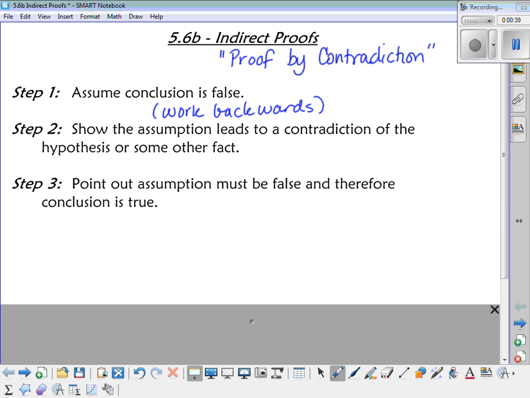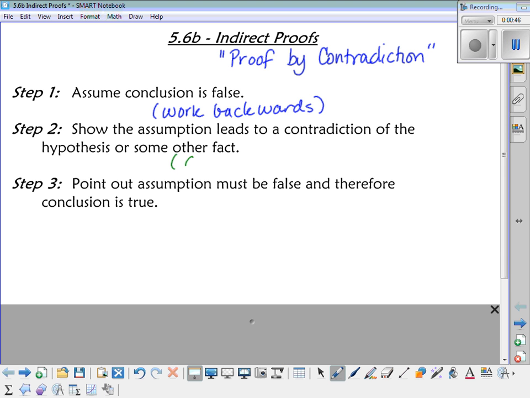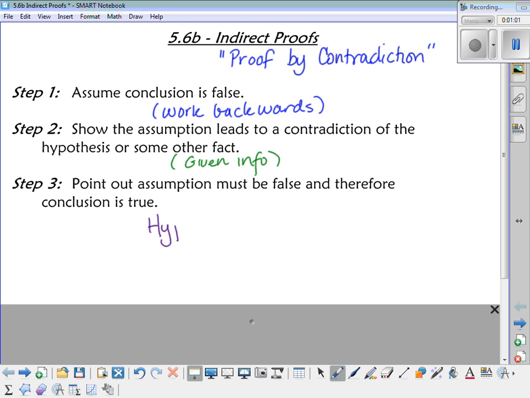Then you're going to show that the assumption leads to a contradiction of the hypothesis or some other fact. So basically we're going to contradict the given information. And then we're going to point out that the assumption must be false and therefore the conclusion is true. What you want to remember from earlier in the year is the hypothesis is the part that you're given, and the conclusion is what you're trying to prove.